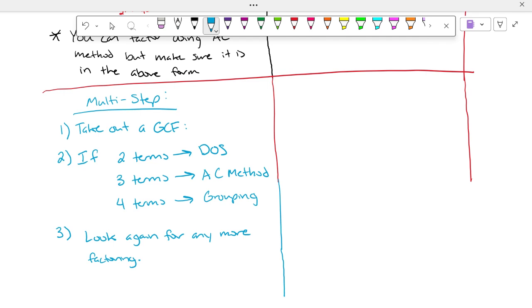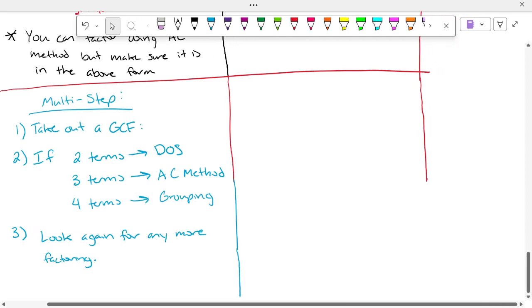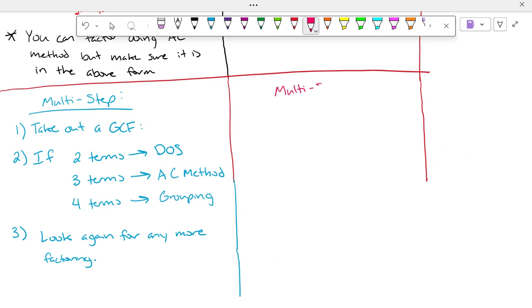All right, so the example I want to do is example 16. So it's x to the 32 power minus 1.